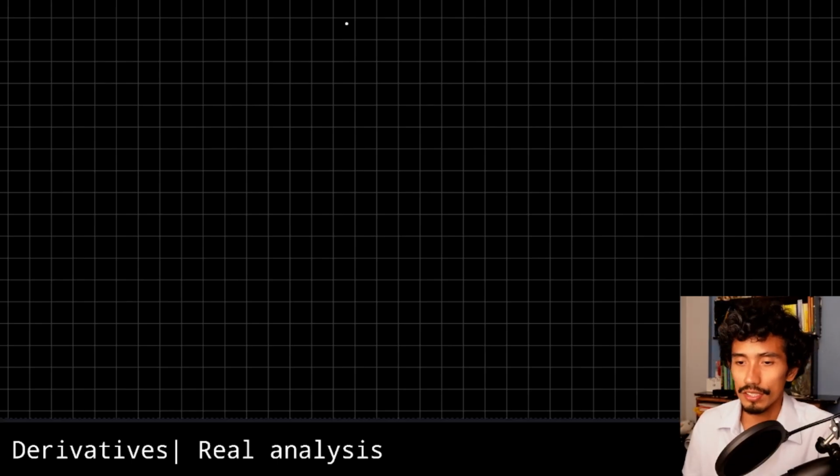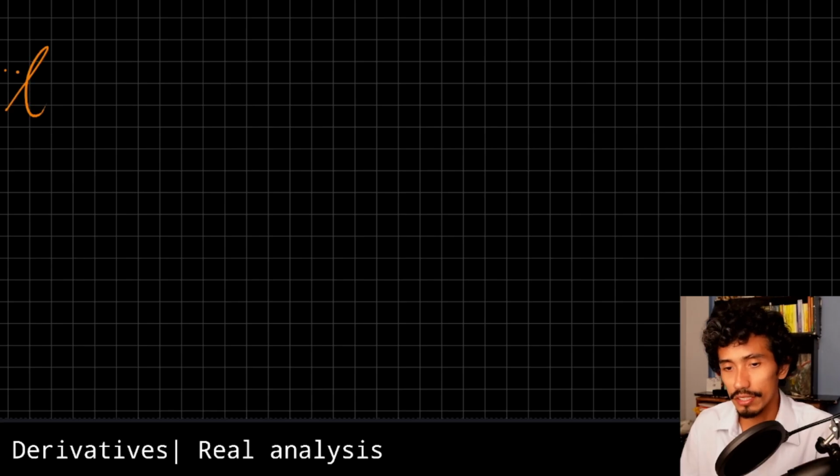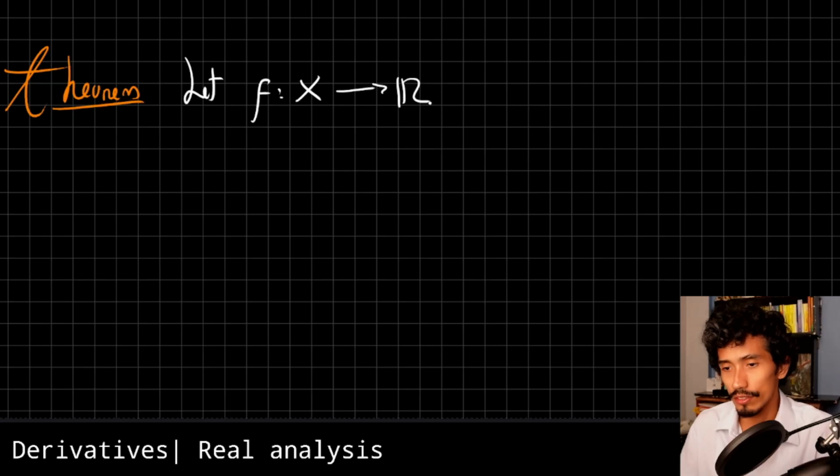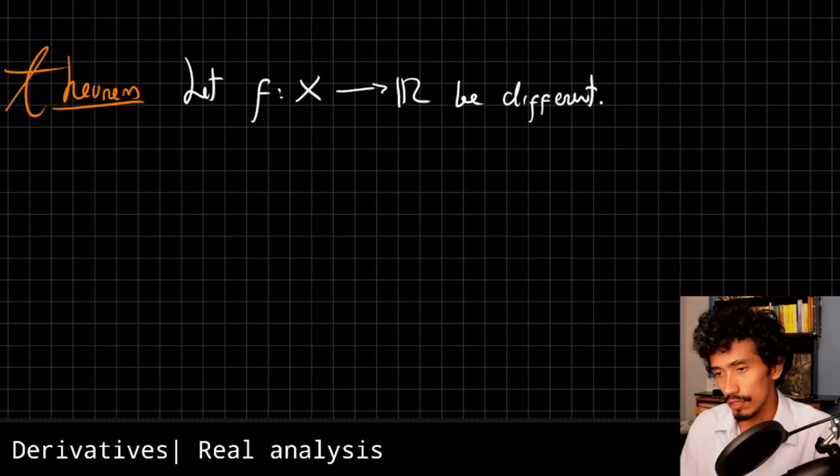All right, so let's write our theorem here. Theorem. Let some function f, defined on a subset of the real numbers into the real numbers, be differentiable and differentiable to the right.